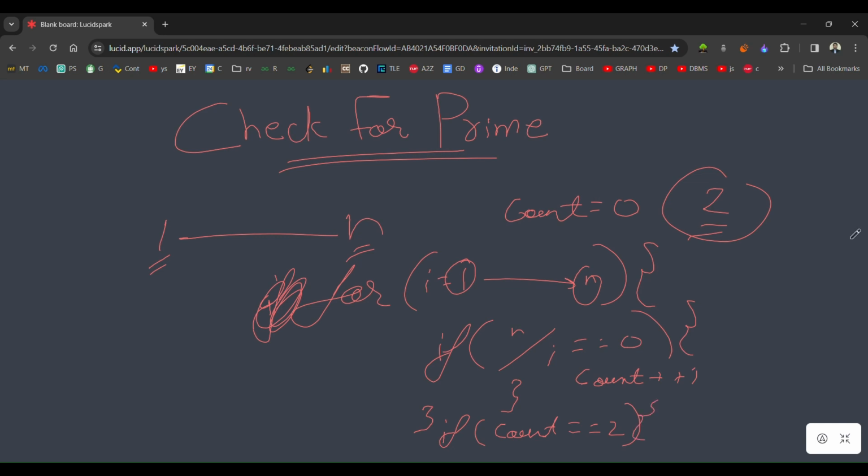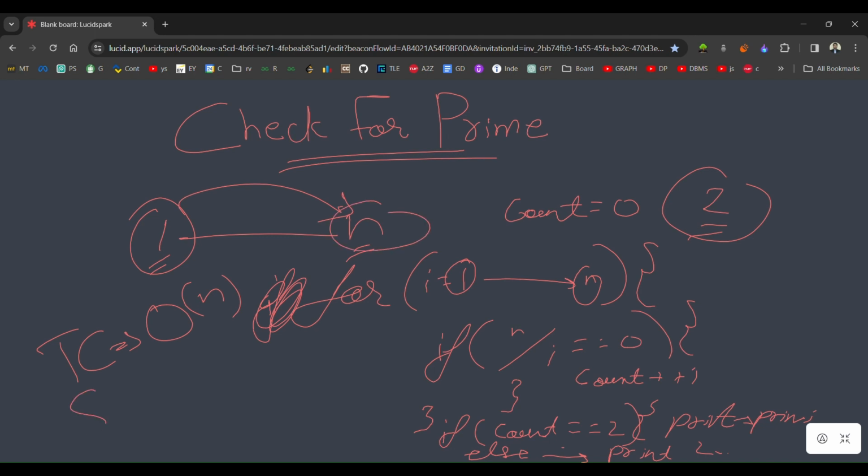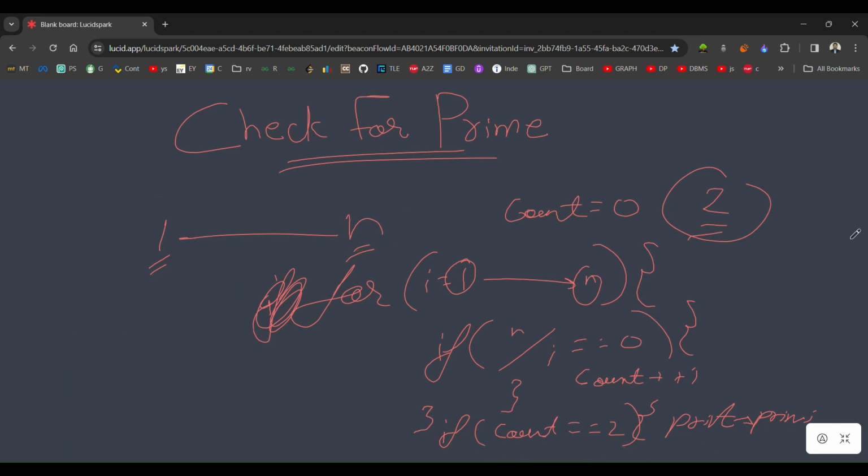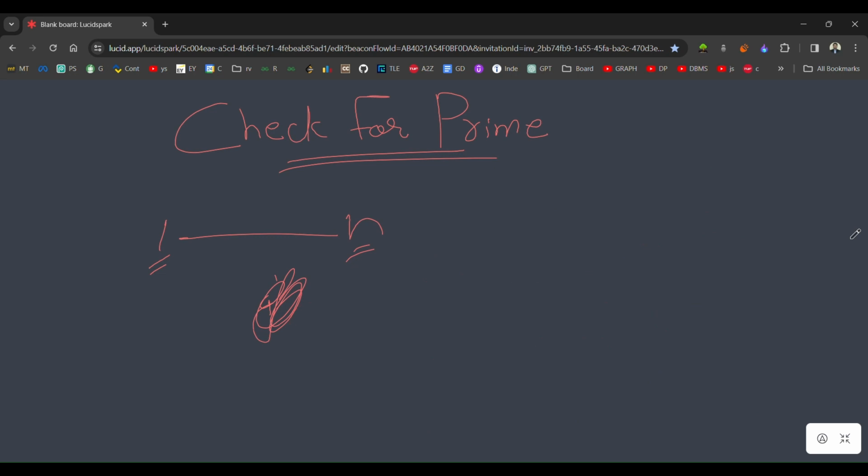So here we will be printing prime number, else we will be printing not prime. So that's how you will be solving this problem. The time complexity will be O(n). Why? Because you are iterating from i equals 1 till n. The space complexity will be O(1), since we are not using any extra space here. So this is a brute force solution.